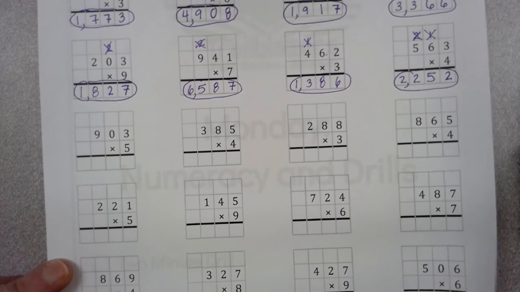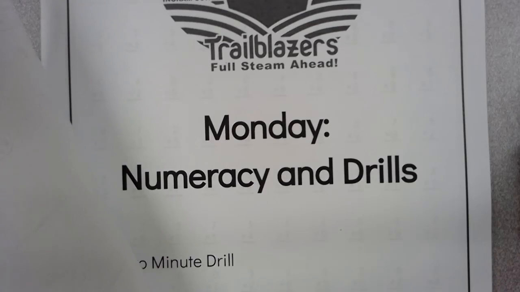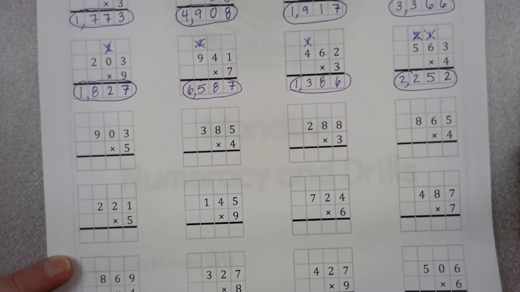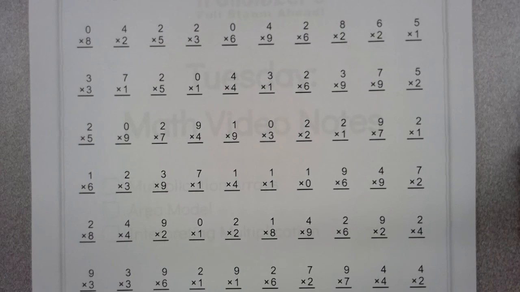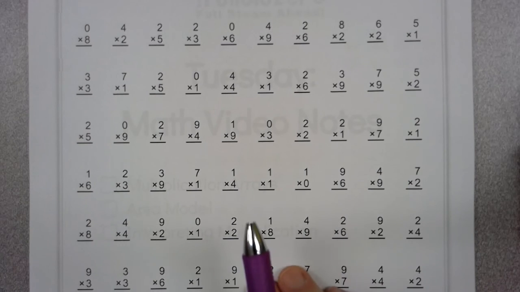Now, also, you still have your 2-minute drill and numeracy and drills. Remember, once you do it, make sure you're timed and completed. Completed correct. Make sure if your parents sign it, Miss Brown has told me that she will give gum.